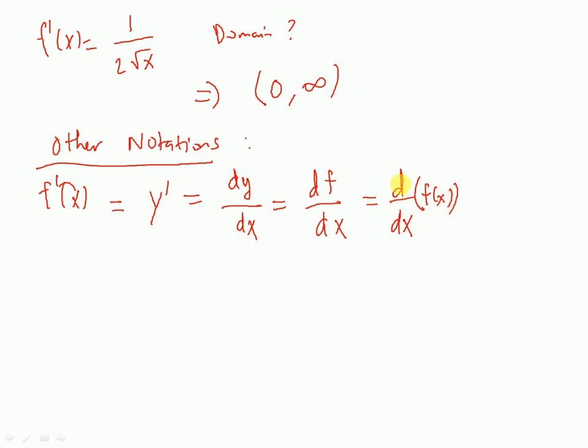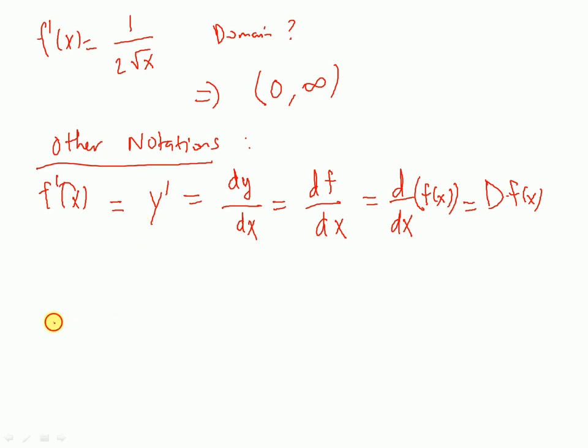So we take the derivative of the function f with respect to x, or you can write the big letter D and then f of x. We take the derivative of the function f. So there are many different ways to write the notation, but usually we use f prime of x, y prime or dy over dx, or d over dx of f of x, as the notation for taking the derivative.